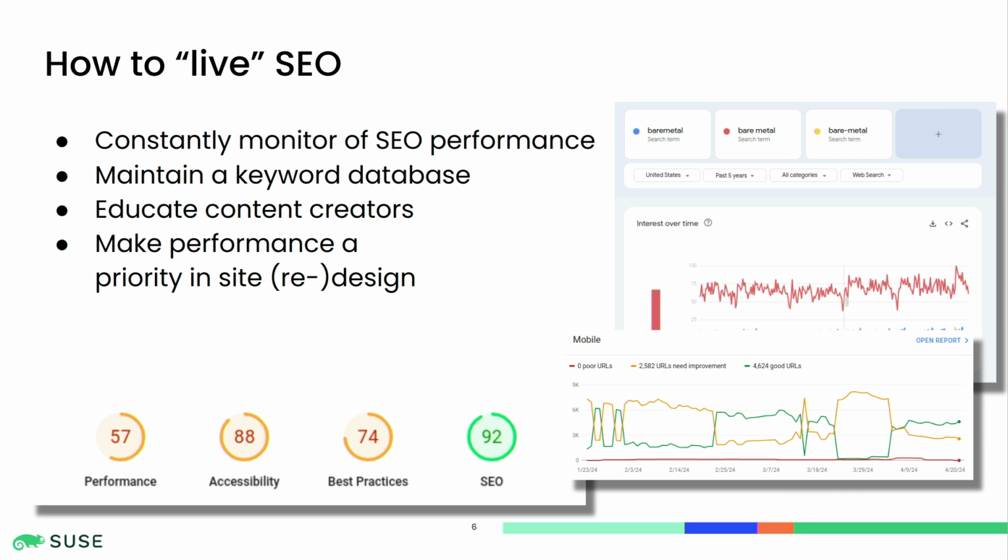What you can also see here is history of keywords. We can see popularity of certain keywords, or in this case, keyword families. We can monitor them and make sure that these keywords turn up. And those two graphics stem from Google tools that we are using.